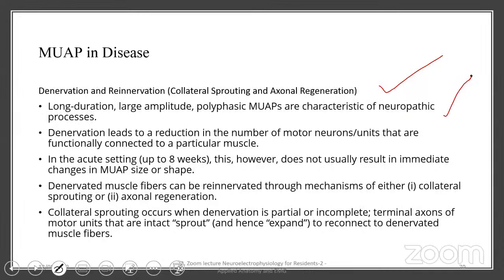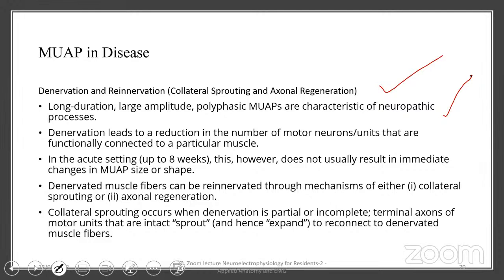That is giant MUAPs. Denervation leads to reduction in the number of motor neurons or units that are functionally connected to a particular muscle. In the acute setting, up to 8 weeks, this, however, does not usually result in immediate changes in MUAP size or shape. So there's no point in doing the EMG test.